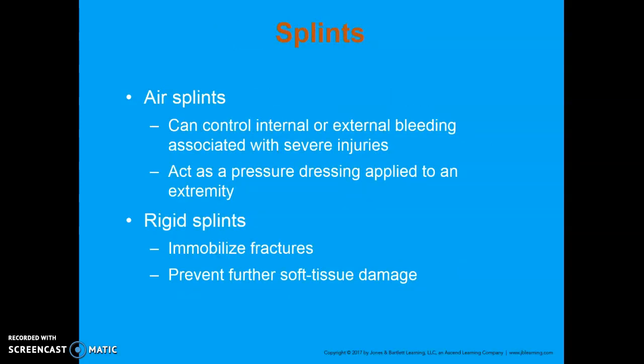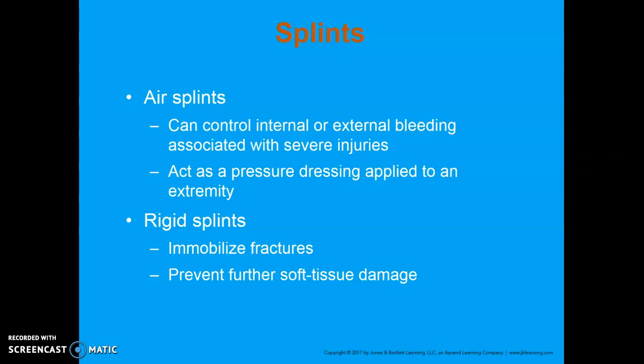For splints, air splints, these are also known as soft splints or pressure splints, and they can control internal or external bleeding associated with severe extremity injuries. They can immobilize fractures. They act like pressure dressings, but applied to an entire extremity rather than just a small area. You want to make sure that you use only approved, clean, or disposable valve stems when orally inflating splints. A lot of them have pumps now, but if not, make sure that valve is clean.